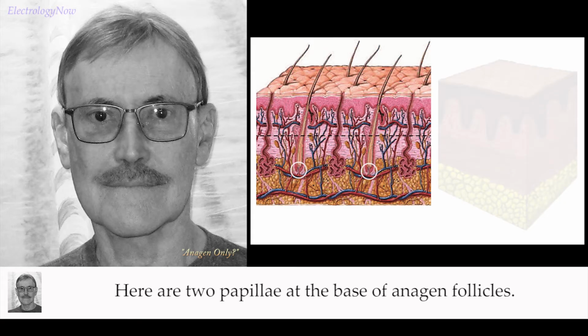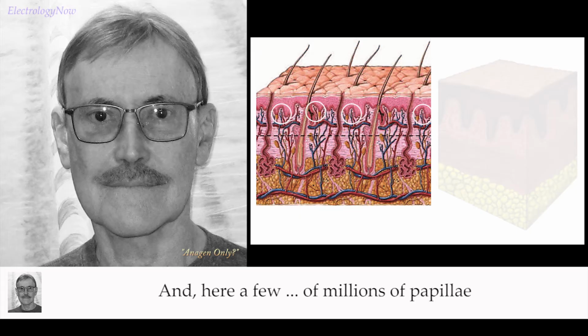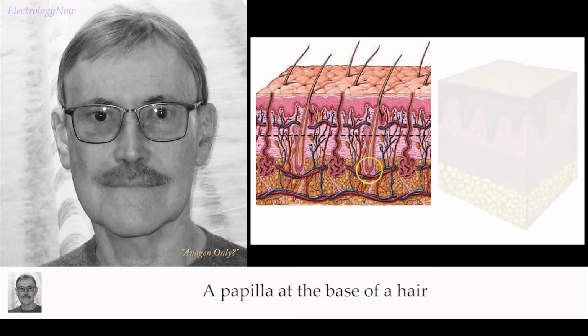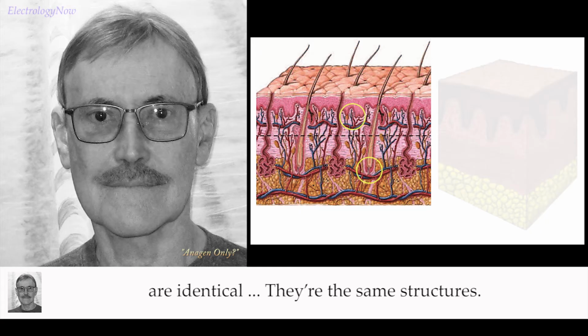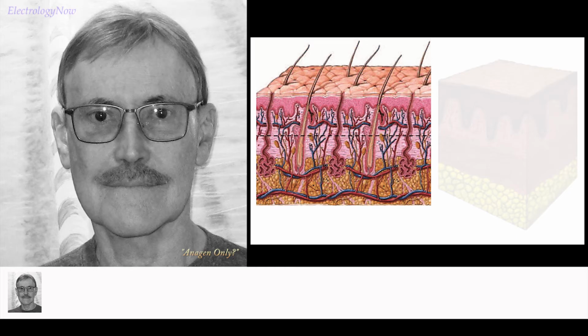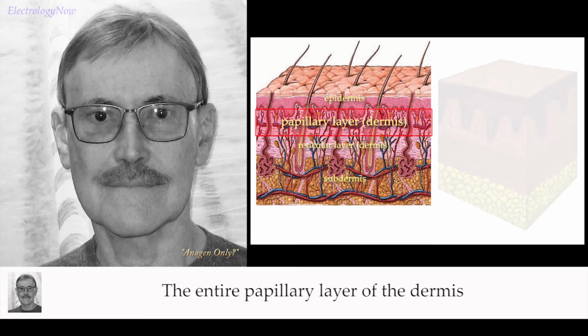Here are two papillae at the base of anagen follicles. And here are a few of the millions of papillae that underlie the entire epidermis. A papilla at the base of a hair and a papilla at the base of the epidermis are identical. They're the same structures. They look the same because they are the same, a papilla with a capillary loop. The entire papillary layer of the dermis supplies our skin and our hair with blood and vital nutrients.